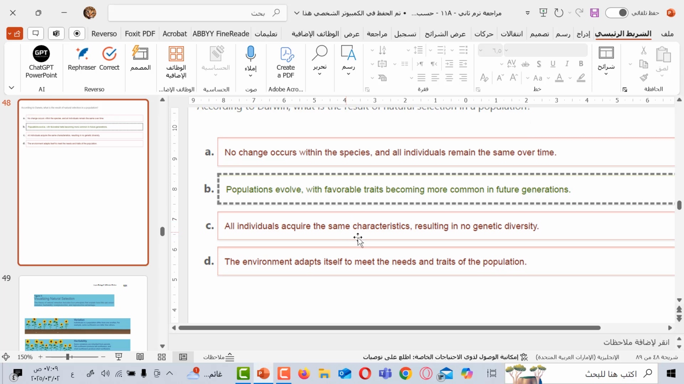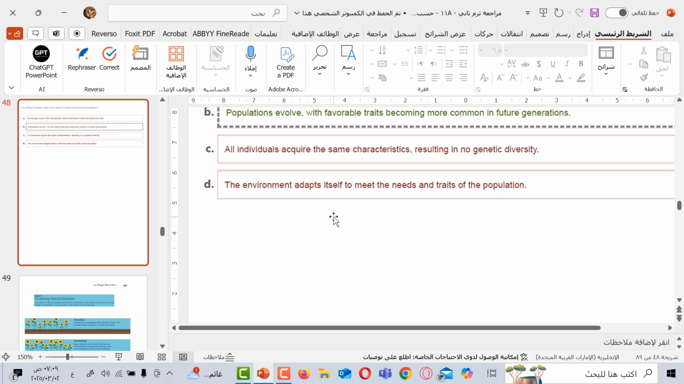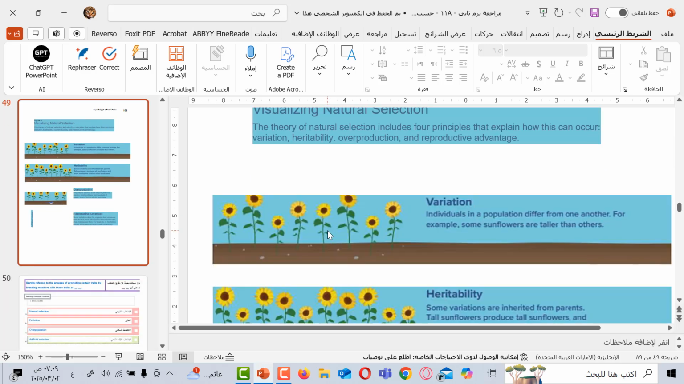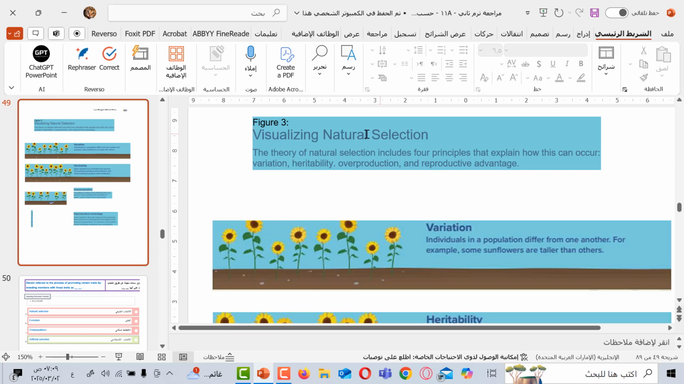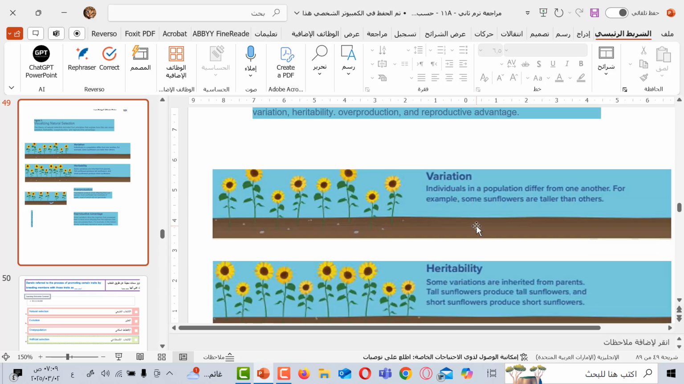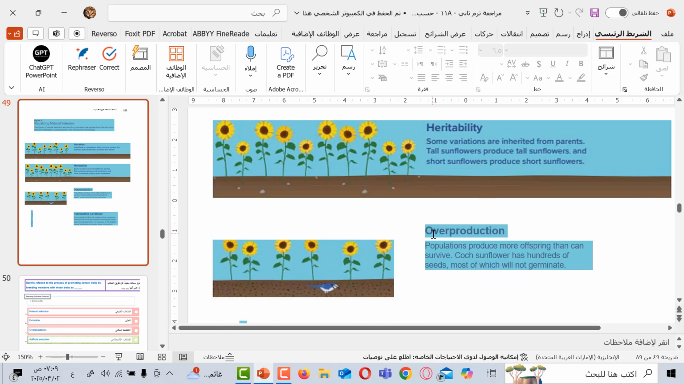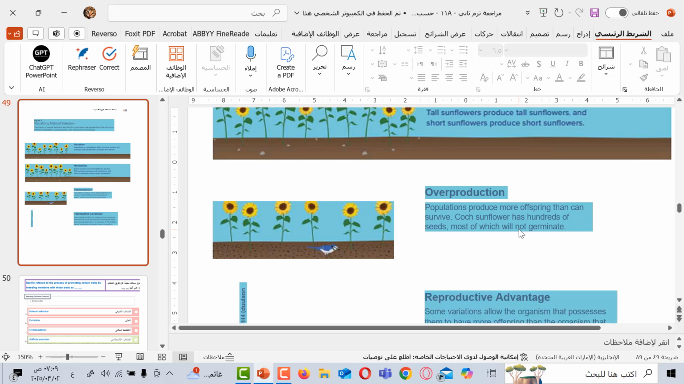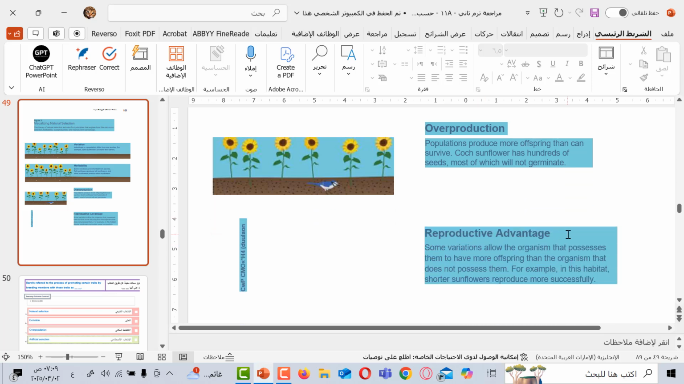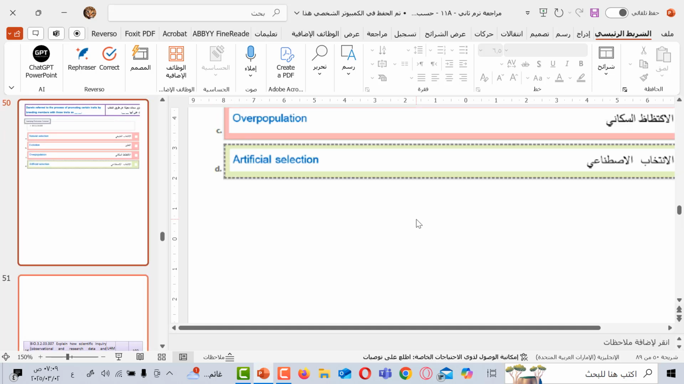I give you advice: because we study natural selection and the theory of Darwin, you must study this page about the natural selection steps. Variation, this is the first. Heritability, this is the second. Overproduction, this is the third. And the last one, reproductive advantages. Okay. Let us see one question about that.